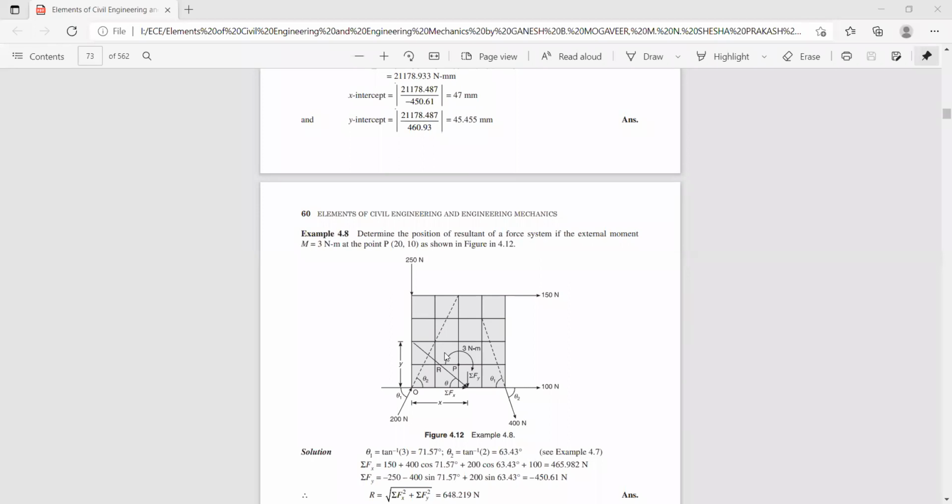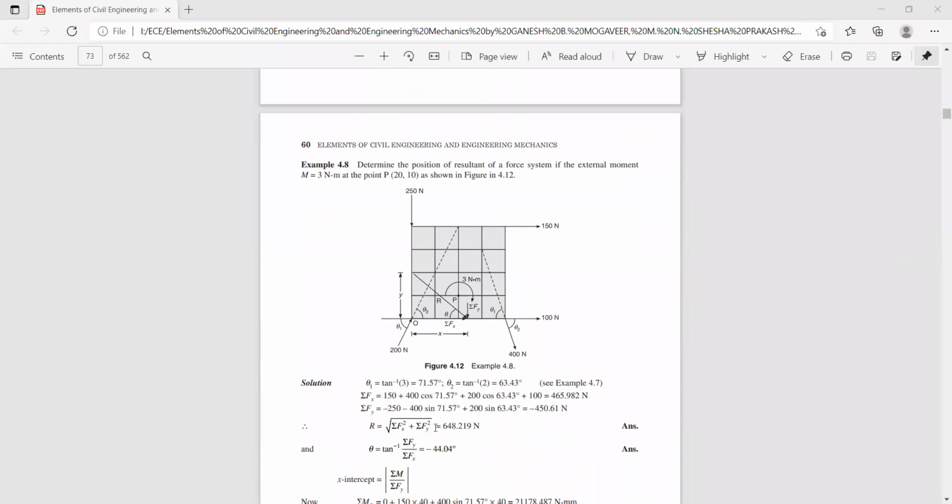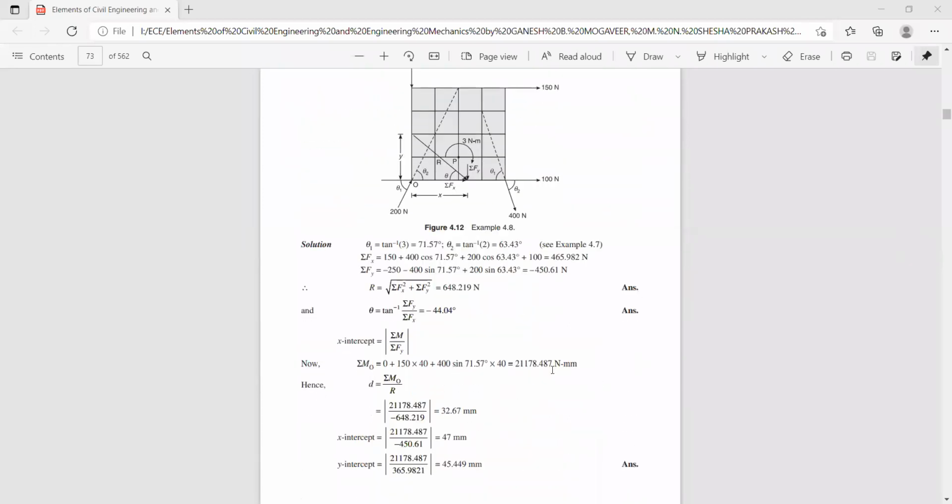Go with the basics. So you have to add this along with it. If I add 3 here, it becomes 1181.487. So anyway, in the moment equation, along with the moments of these two forces, you have to add this value 3.